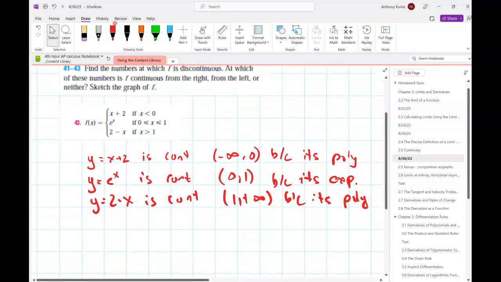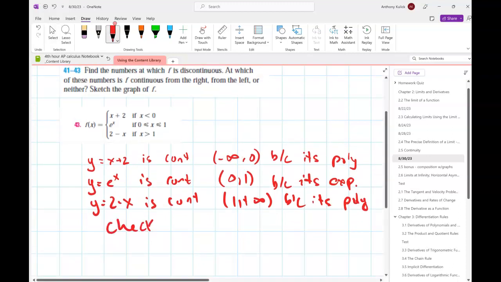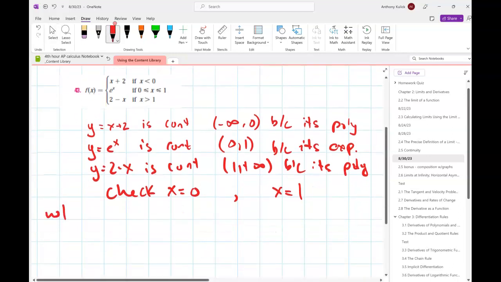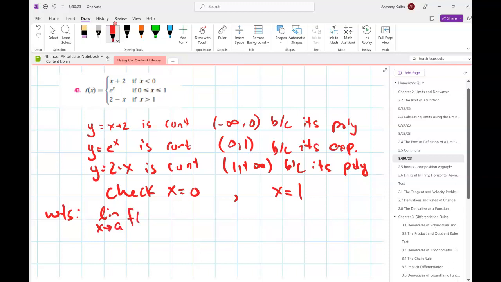I have 2 places to check then. I have to check at x equals 0 and at x equals 1. Those 2 places we still might have a discontinuity. Okay? So for this, to check for continuity, I need to show the limit as x approaches a of f of x is equal to f of a, right? That's what I need to show for continuity at the point x equals a.